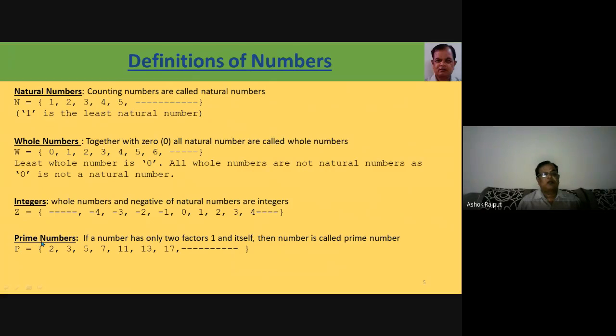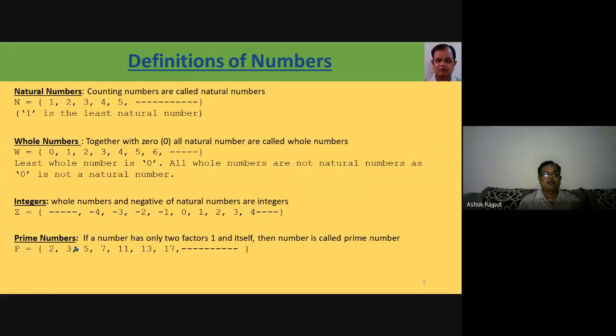After that, we will define the prime numbers. If a number has only two factors, 1 and itself, then the number is called a prime number. It is denoted by P: 2, 3, 5, 7, 11, 13, 17, and other numbers are also such, called prime numbers. These numbers we are seeing have only two factors, 1 and itself.